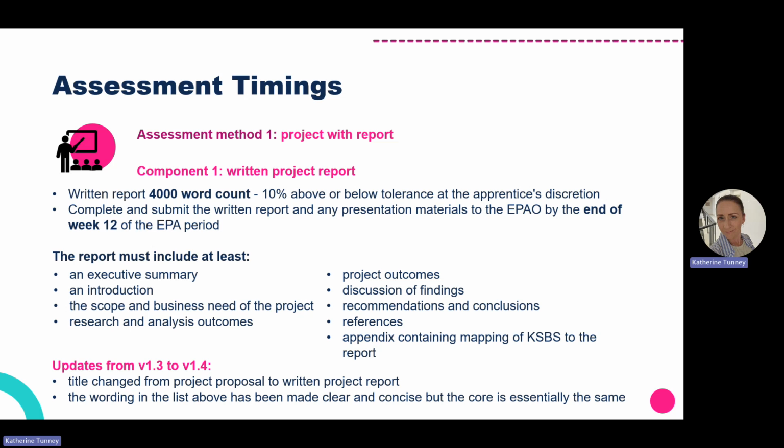Assessment method timings. For the project with report, it is a written 4,000 word count report. It has to be completed and submitted, with any presentation materials, to the endpoint assessment organisation by the end of week 12 of the endpoint assessment period. The report must include at least an executive summary, an introduction, the scope and business need for the project, research and analysis outcomes, project outcomes, discussion of findings, recommendations and conclusions, references, and an appendix containing mapping of KSBs to the report.